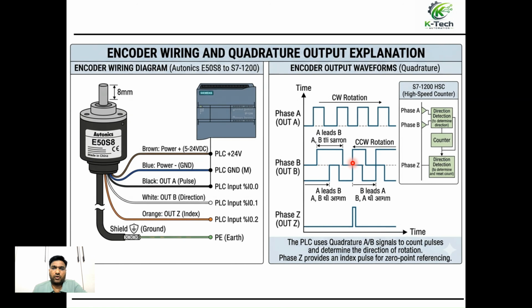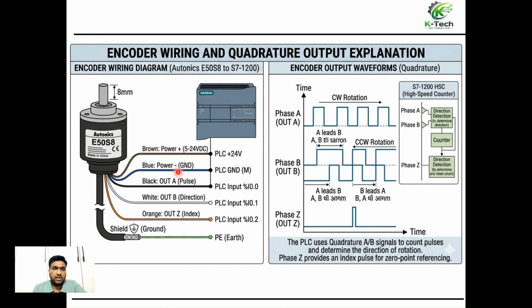Counterclockwise rotation means forward and reverse. Okay, and Z phase means it will come after one revolution. So phase A and phase B are for direction detection and counting, and phase Z is for detecting one revolution. Some encoders have more pins.